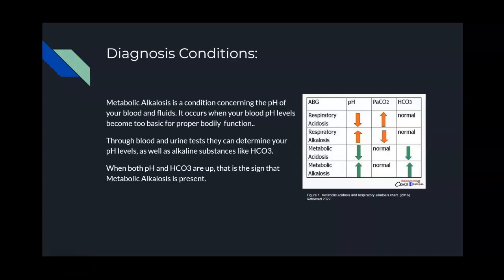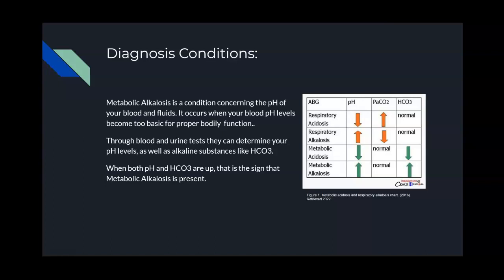Metabolic alkalosis is the condition concerning pH levels in your blood and fluids. It occurs when your pH levels become too basic for proper bodily functions. To get a diagnosis, you get blood and urine tests that determine your pH levels. And if it becomes too alkaline, it shows up as alkalosis.